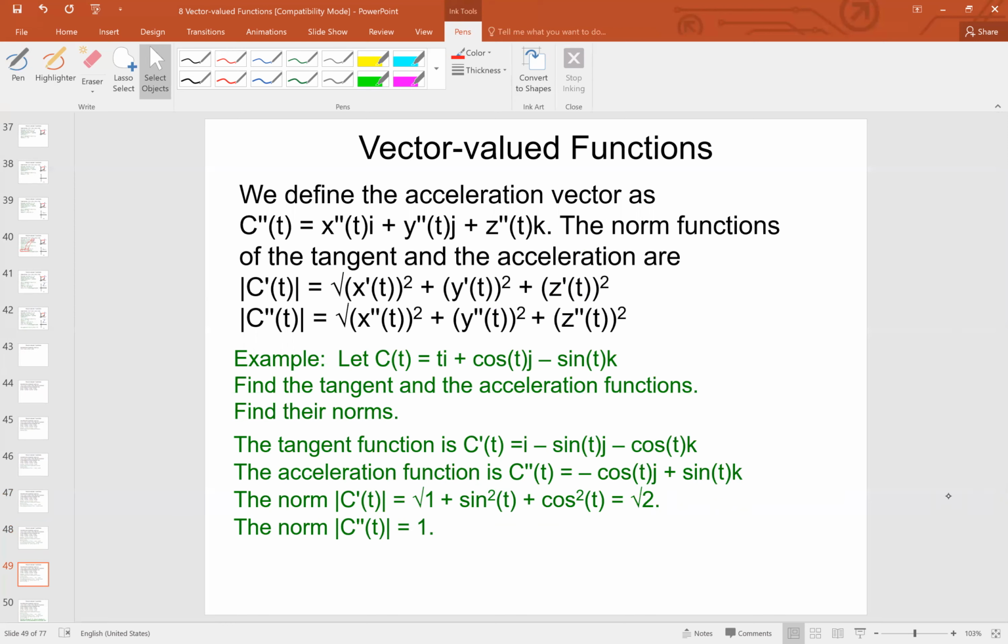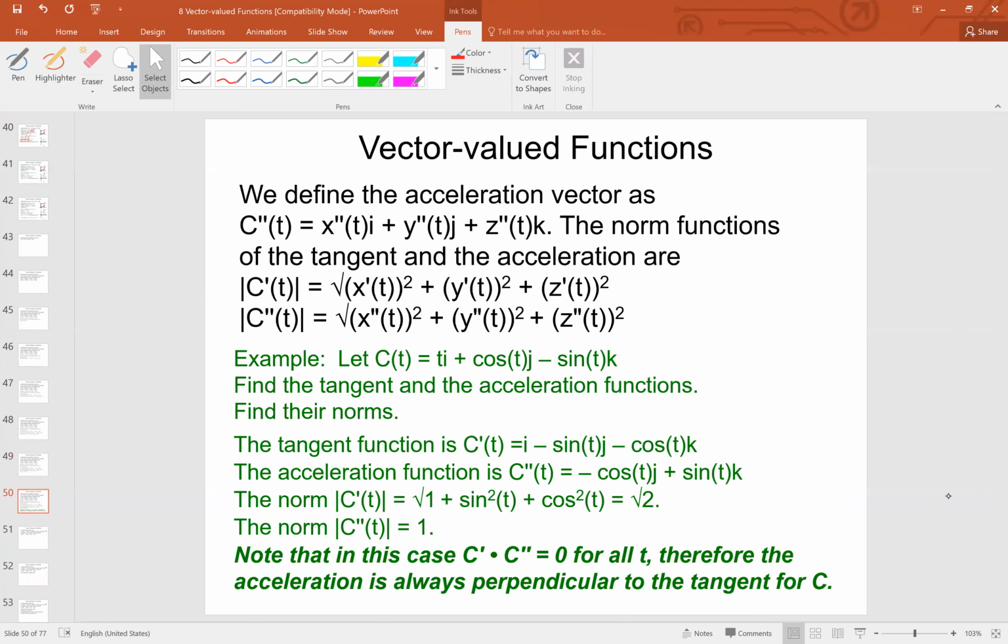And notice in this case, i dot C prime and C double prime is 0. And what does this say? This says that in this case, the acceleration is perpendicular to the tangent. What's the relevancy of that? Well, remember, this is very similar to the other example we have with the t in the y component. This one is the t in the x component.